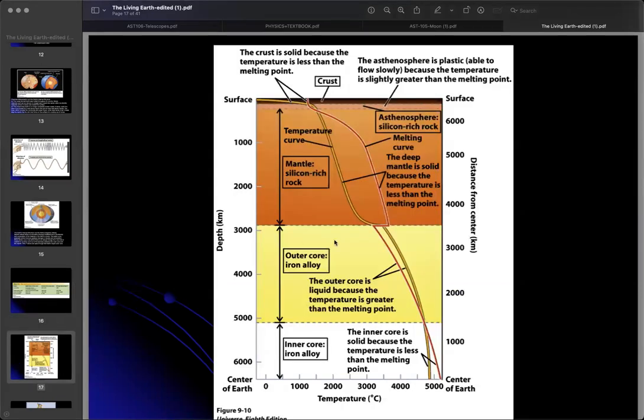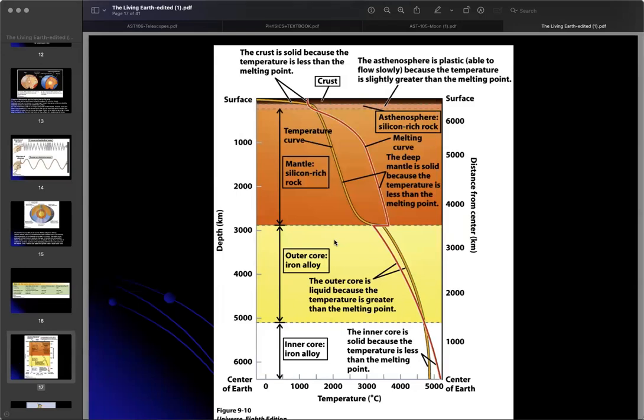Here is a scientific explanation of why some parts of the Earth are solid and some are liquid. More specifically, why the outer core is liquid and the inner core is solid. As we go towards the interior of the Earth, there are two factors working to make the material either solid or liquid.